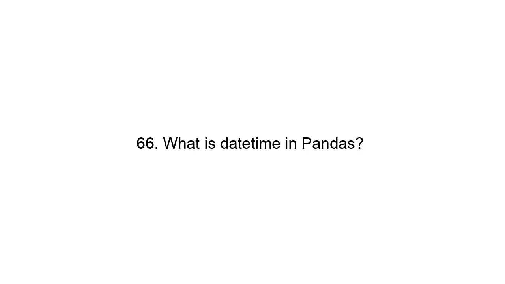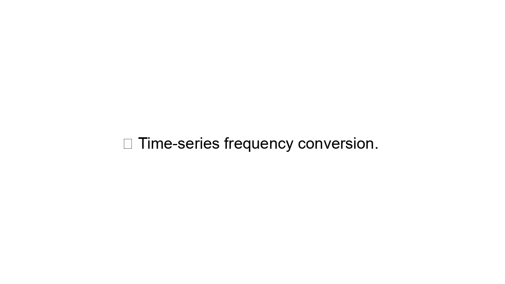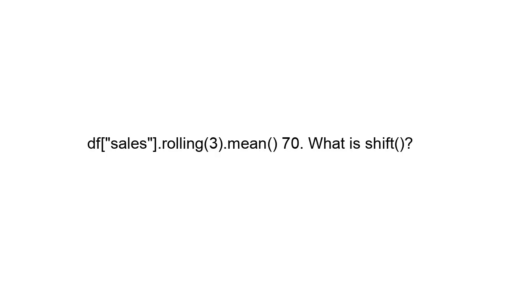66. What is datetime in Pandas? Handling date and time data. 67. How to convert string to datetime. pd.to_datetime(df['date']). 68. What is resampling? Time series frequency conversion. 69. What is rolling? Rolling window calculations. Example. df['sales'].rolling(3).mean.